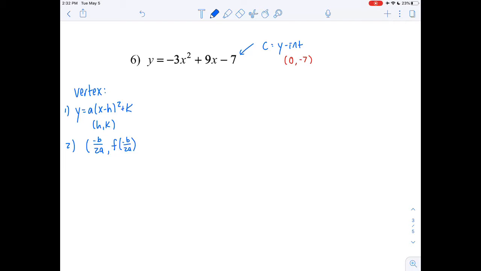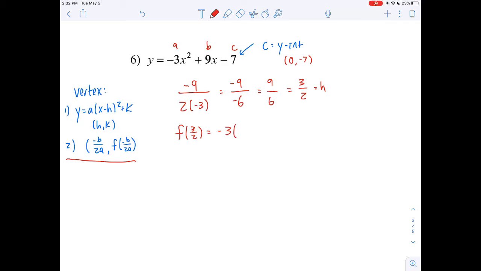So I'm actually going to choose to use method 2. And if I do that, then -b would be -9, since I've got a, b, and c here, over 2a, which is -6. So I've got -9 over -6, which is actually just 9 over 6, which reduces to 3/2. So that is my h value. Now I can find my k value by inputting my input of 3/2 into the function and evaluating. So every x will be replaced with a 3/2, and my y value will just be my output after I go through the order of operations.